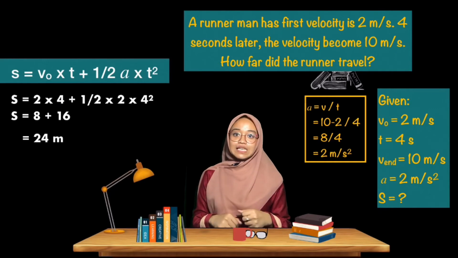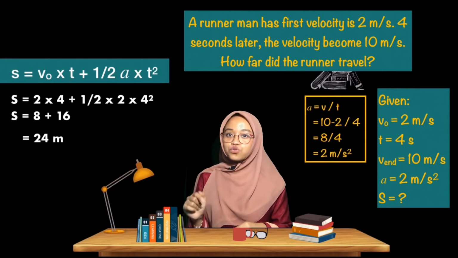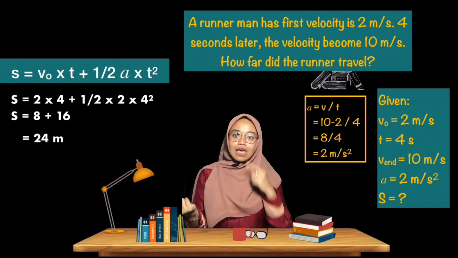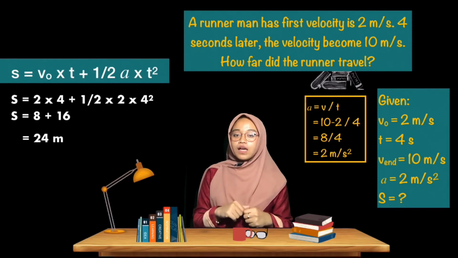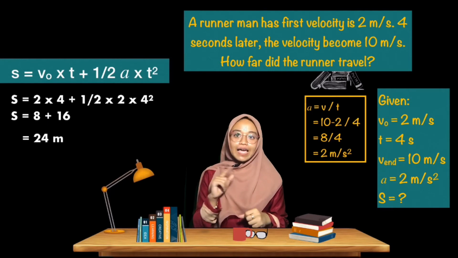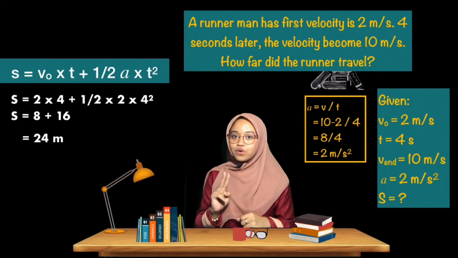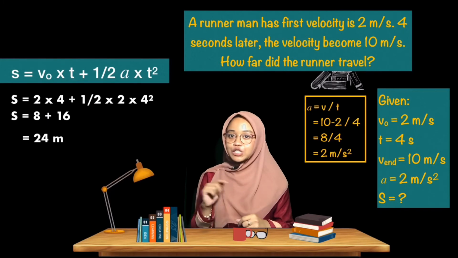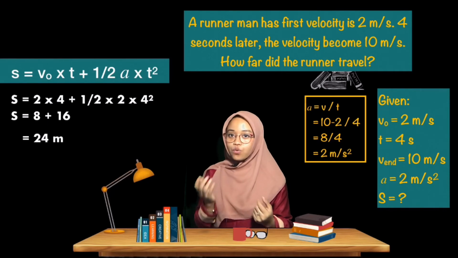The end velocity is 10 meter per second minus 2 meter per second, and then divided by 4 seconds. So the result is 8 per 4. 8 per 4 is 2. So the acceleration in this case is 2 meter per second squared.